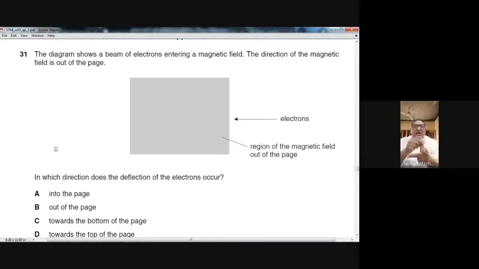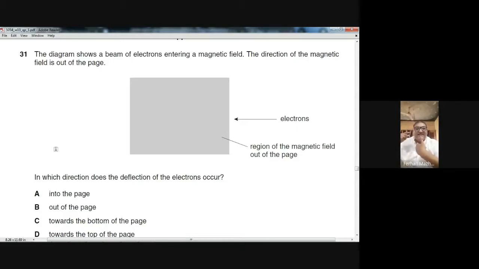For example, this thumb is called the force, this index finger is the magnetic field, and this middle finger is the direction of the current, but that current is conventional current. So the magnetic field is coming out of the paper, coming out of the screen towards me. The electrons are going towards the left. My thumb is pointing upward.